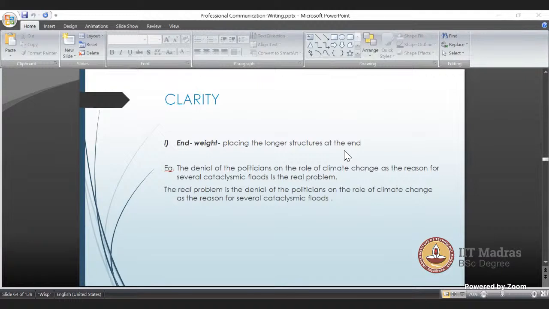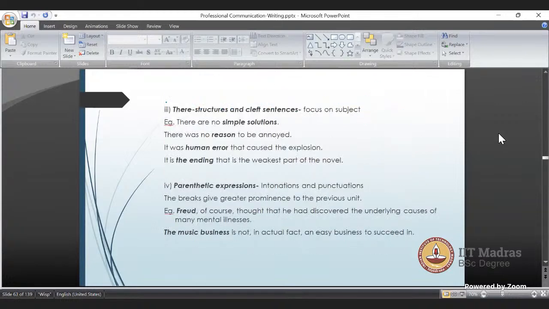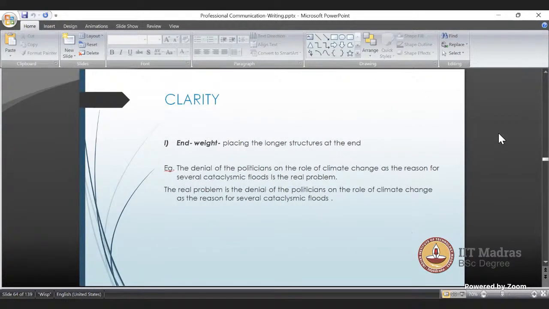Now, we looked at the first rubric, style in structuring within the sentence. We finished the first part on emphasis. We looked at all the 4. Now we move to clarity. Okay, what do we mean by clarity?